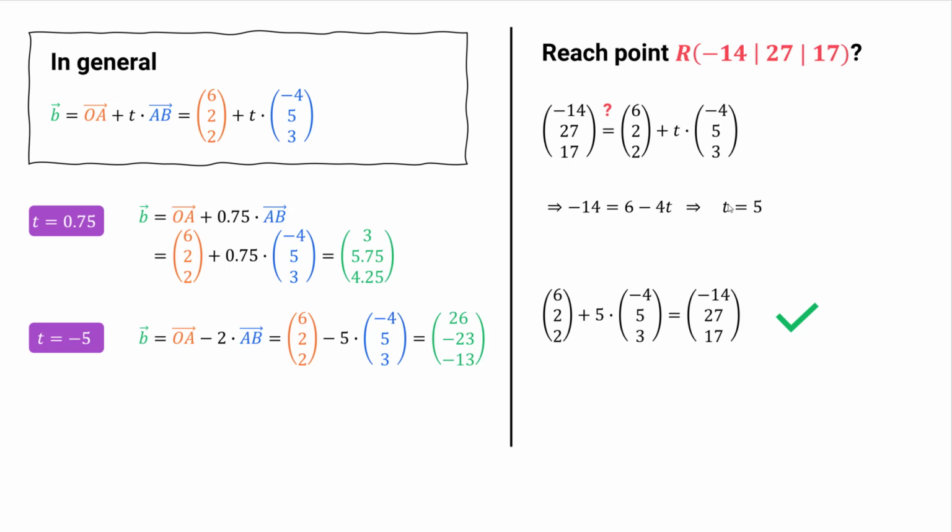So let's check this. So let's plug in t equals 5 into our equation for the position. And when we do this, we get this expression here, and we can compute that, and we get the position of the laser after 5 seconds is given by the position vector minus 14, 27, and 17. And that's actually exactly the position vector of the point R. So the point R lies on the line of the laser. Yeah, so we have confirmed that mathematically.